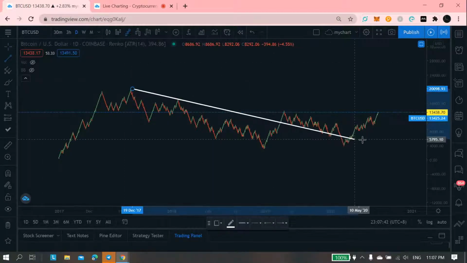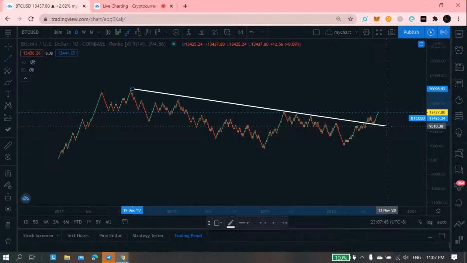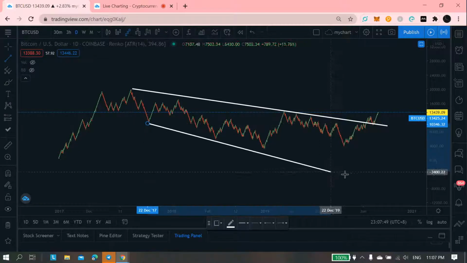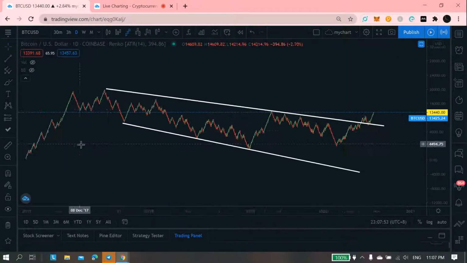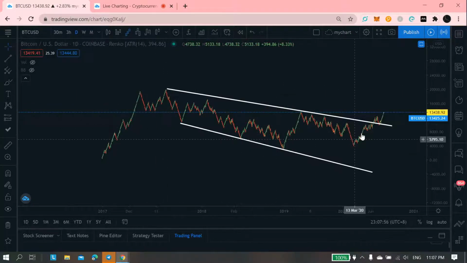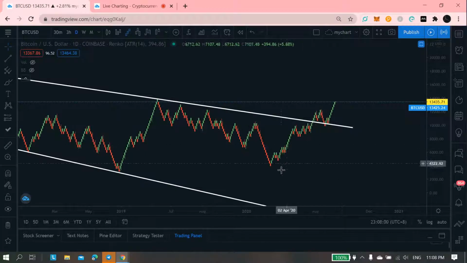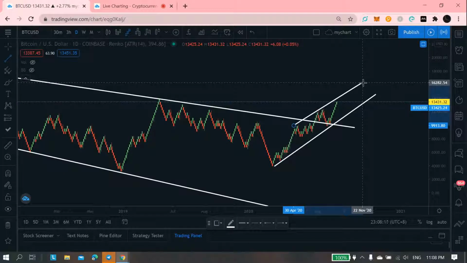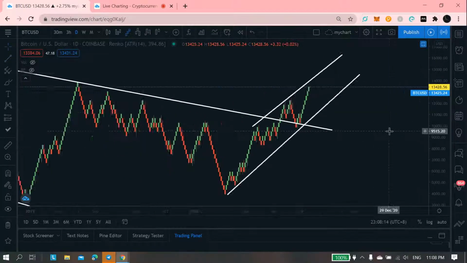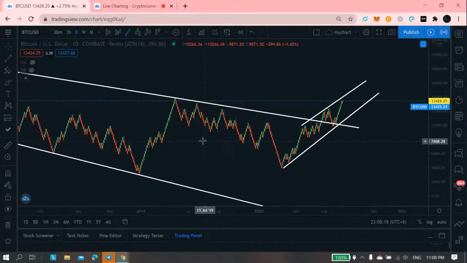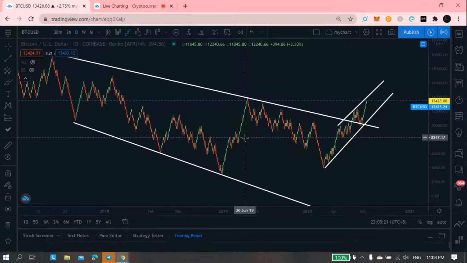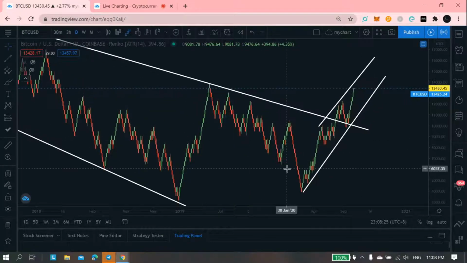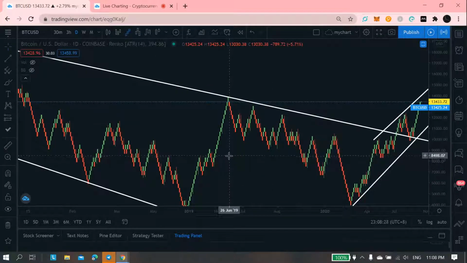So what had happened is that this is a long-term downtrend and currently it broke that downtrend and created a new uptrend channel. So currently we are at this area. If you look at the daily Renko time frame, you can see that the next possible resistance is at this area, around the 13,820.